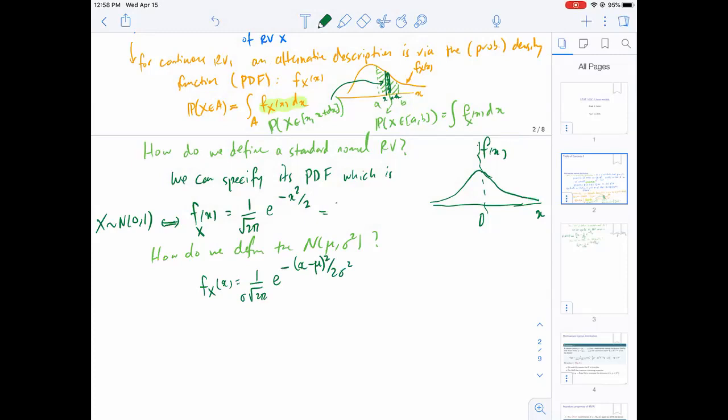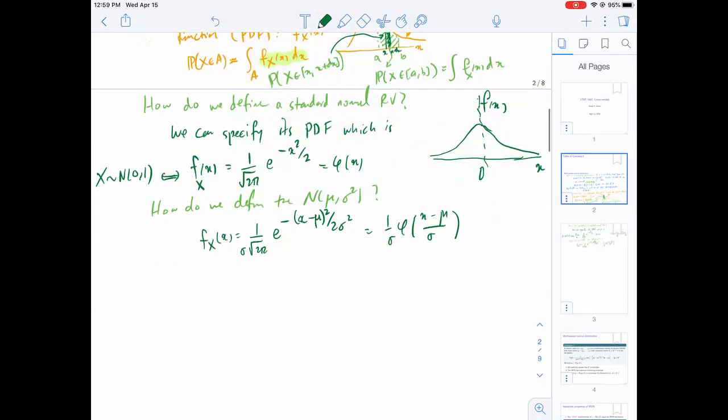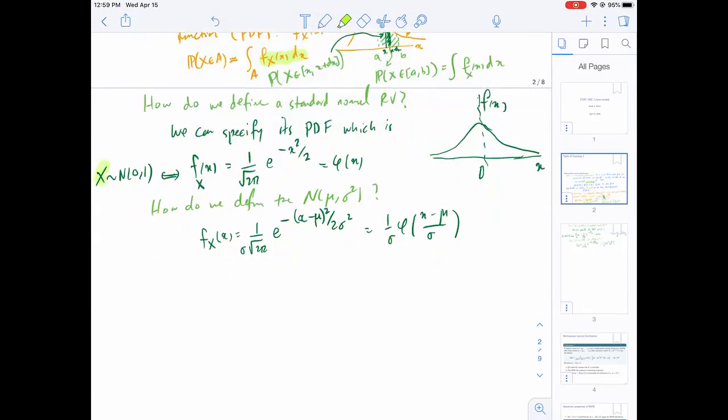Or if I call this phi of x, this would be 1 over sigma times phi of x minus mu divided by sigma. And you can derive this by noting that, if I call this w, this is a random variable w.